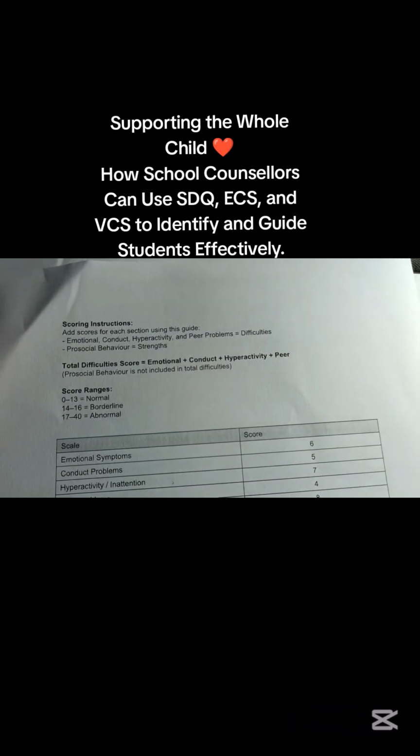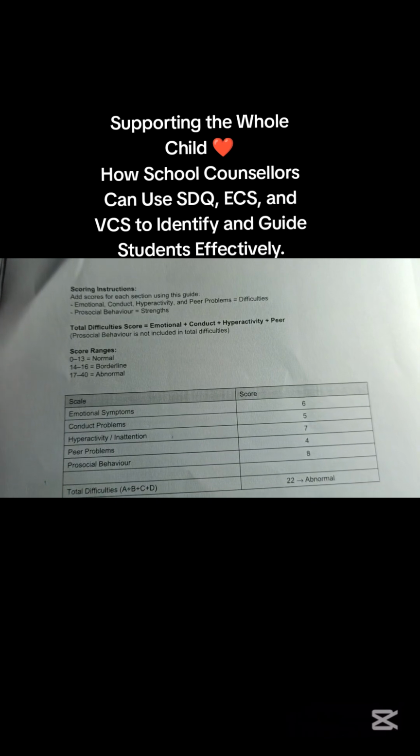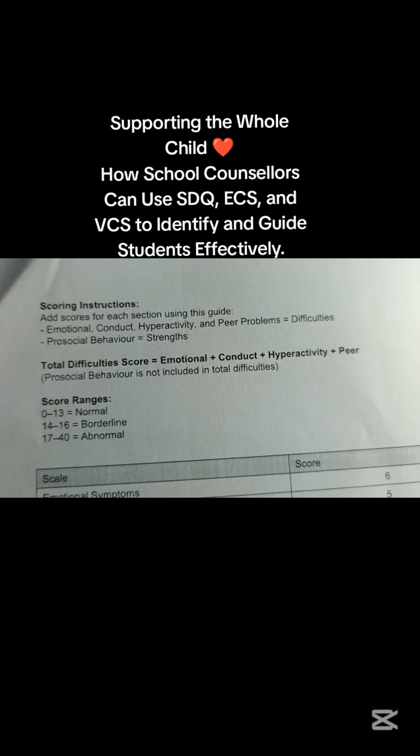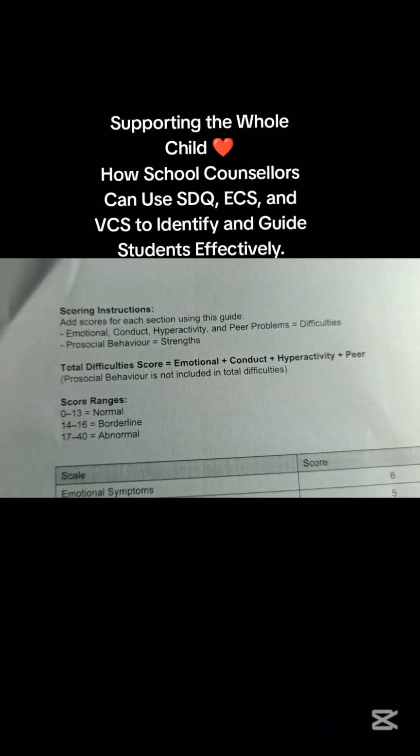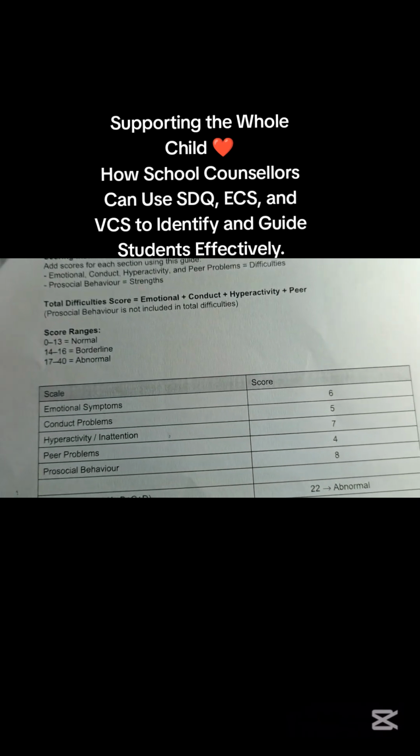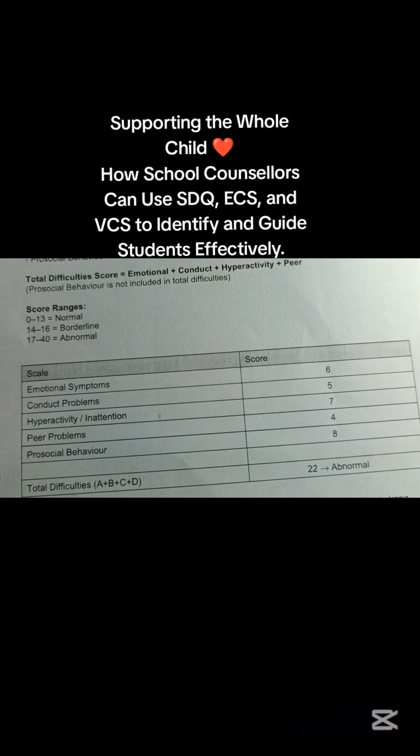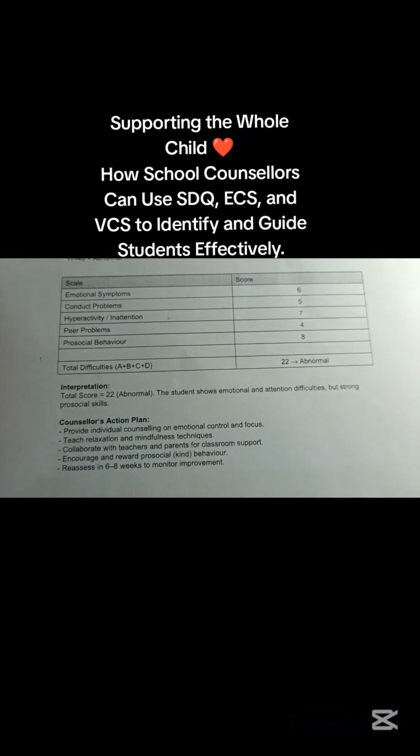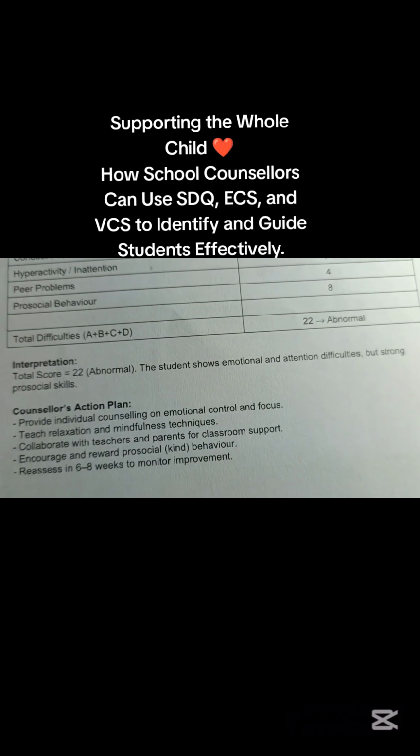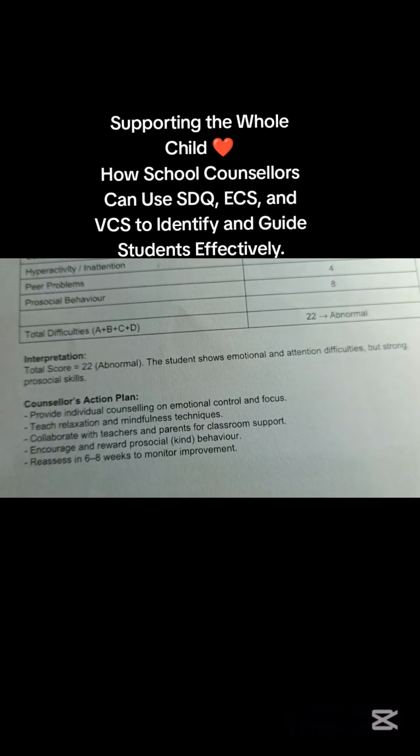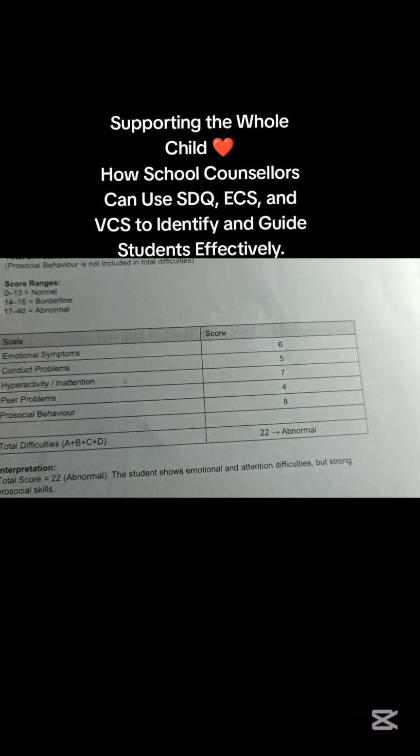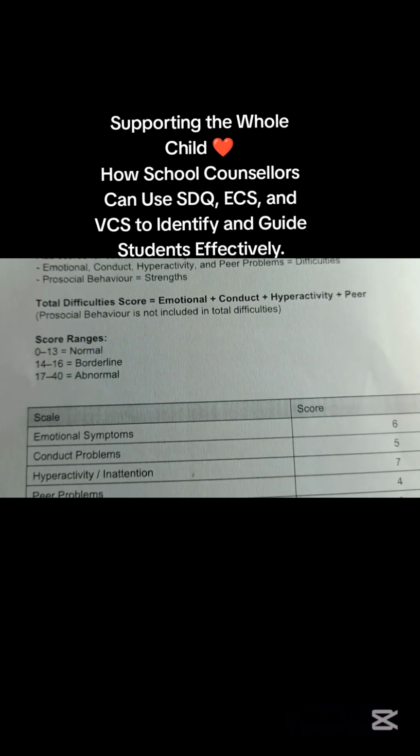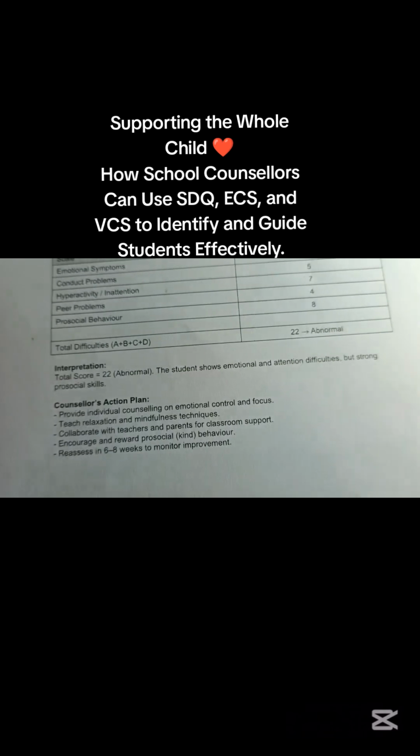Don't forget the prosocial behavior, as you can see, is showing the strength of the child. You can see the scoring now. Scoring instruction is there, and it's very simple. Since it's a questionnaire, it doesn't need too much story. See, 0 to 13 normal, 14 to 16 borderline, 17 to 40 abnormal. So I have given an example earlier that if a child scores 29 out of 40, like this one now, the person scores 22 over 40, which is abnormal. It's abnormal because the student shows emotional and attention difficulties but has a strong prosocial behavior. So you can see the range. 0 to 13 is normal.